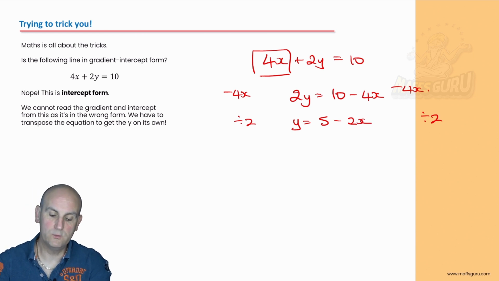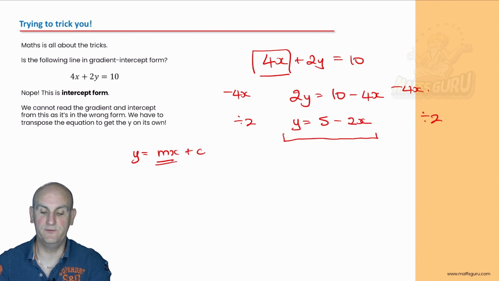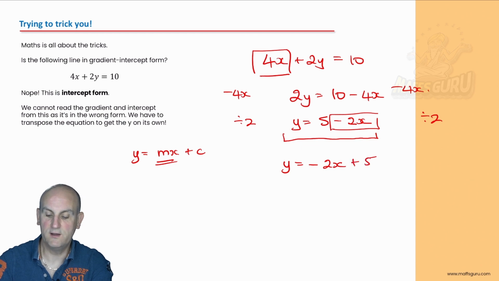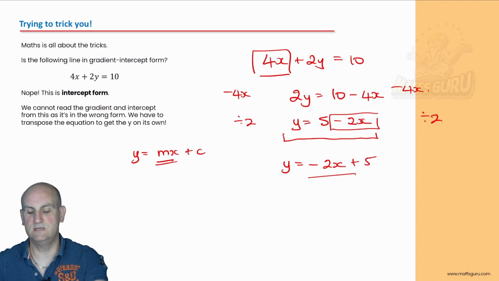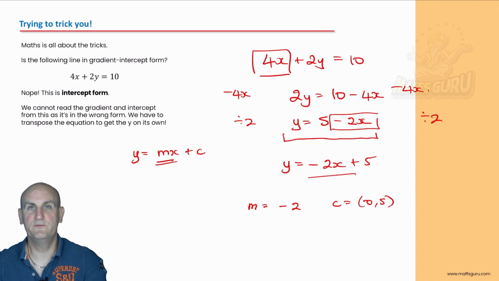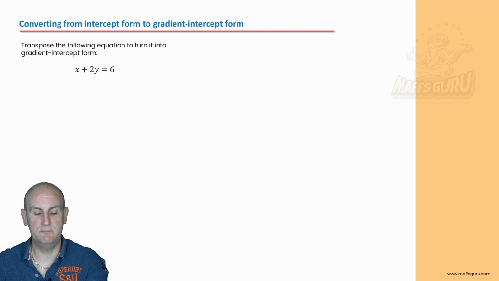Now, a word of warning, while this is okay, our gradient intercept form is written as y equals mx plus c. Our x term is first. So I'm going to swap them around, and remembering that that minus sign belongs to the 2, I'm going to write that as minus 2x plus 5. There we go. Now, rearranging that, I can now write down that my gradient is negative 2, and my intercept is 0, 5.